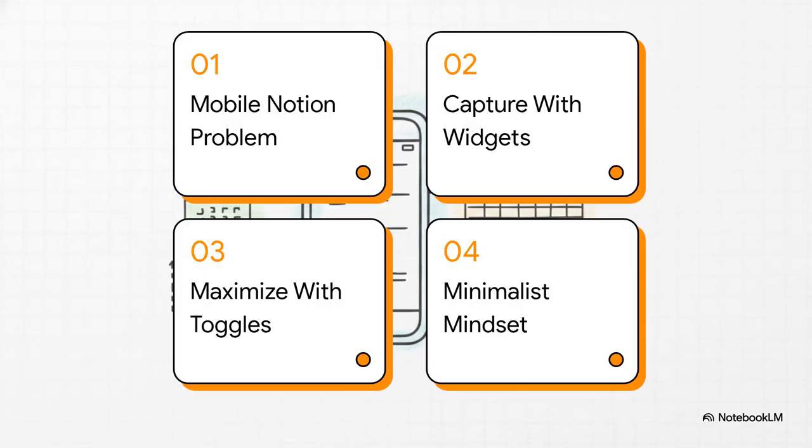So here is our roadmap for today's explainer. 1. The mobile Notion problem. 2. Quick capture with widgets. 3. Maximize space with toggles. And 4. The minimalist mobile mindset.